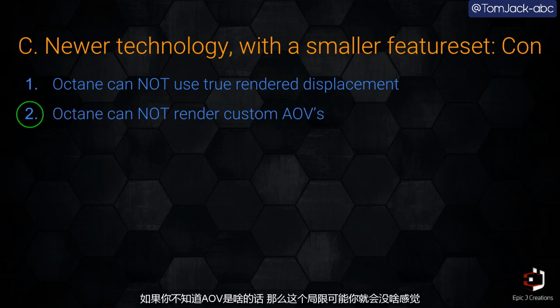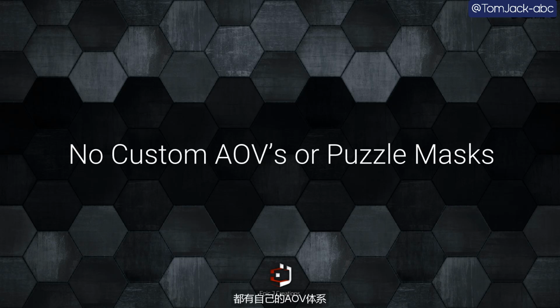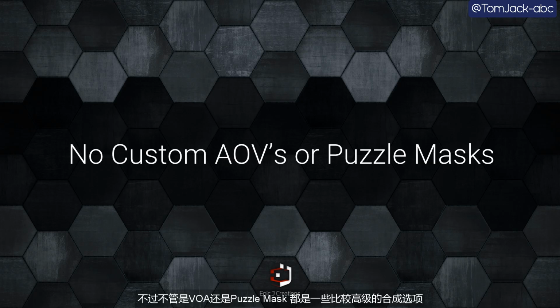Now, if you don't know what AOVs are, this is probably not going to impact you too much. But AOVs are basically different compositing layers that you can use. Other render engines like Cinema 4D Physical Render, Arnold Render, and Redshift do tend to have a more robust AOV system. Redshift, for example, contains something called a puzzle mask. And again, if you don't know what these are, you're probably not going to miss them. But basically, AOV and puzzle mask are just more advanced compositing options.